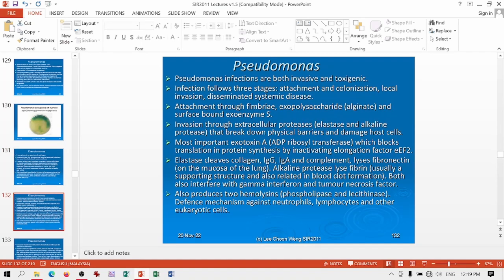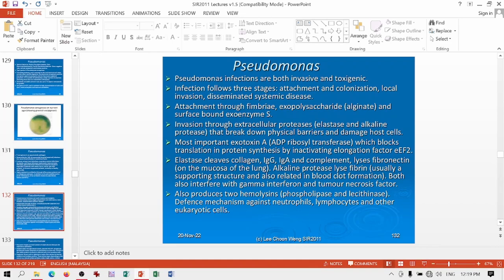So Pseudomonas infections are both invasive and toxigenic. The infection follows three stages. As I mentioned, infection always follows attachment, then colonization, local invasion, and then disseminated systemic disease. So attachment is through fimbriae, exopolysaccharide, and surface-bound exoenzyme S. The invasion is through extracellular proteases that break down physical barriers and damage host cells.